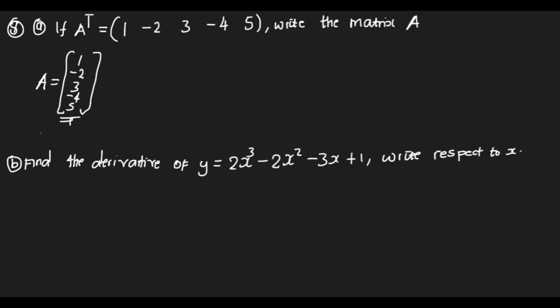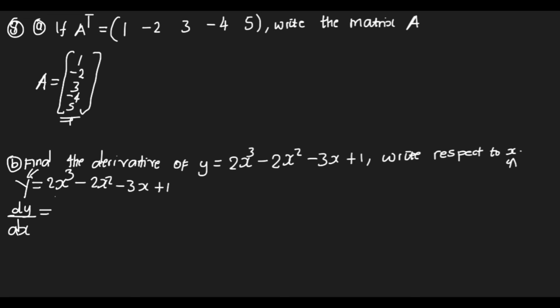Now for question B, find the derivative. We have the equation y is equal to 2x raised to the power 3 minus 2x squared minus 3x plus 1 with respect to x. So here we are trying to differentiate. Let's look at the first letter, y. So this will be dy over dx, since we are differentiating with respect to x.